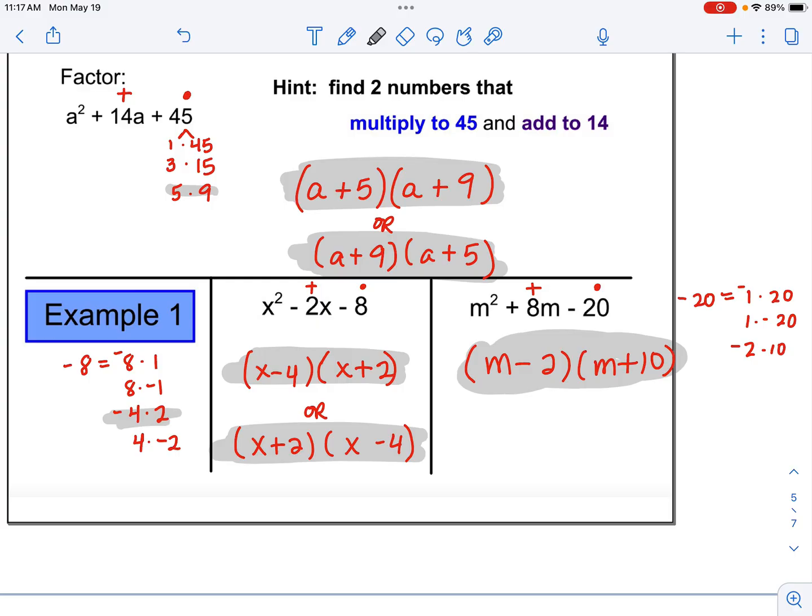All right, on the next page, you're going to get to try some of these on your own or with a partner, and then come back and take a look to see how you did.